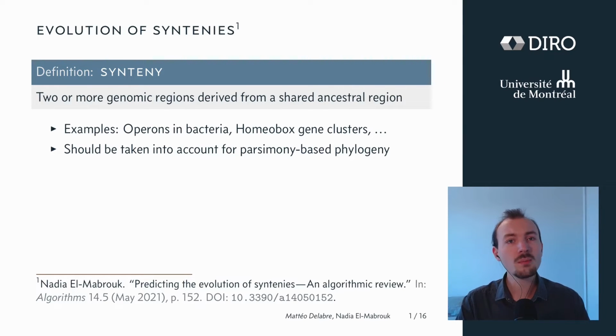Now it is very important to take into account such evolutionary relationships when trying to build phylogenies of the gene families inside synthenies, especially when we are using parsimony frameworks. Indeed, with synthenies, a single event can affect several genes at once, and if we study the evolution of each gene family individually, the same event can be counted several times.